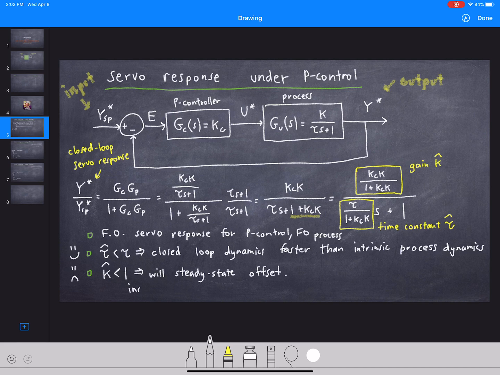So increase set point by 1 implies y star, as t goes to infinity, even after an infinite amount of time, will increase by k hat, which is less than 1. So not great. That's bad news.